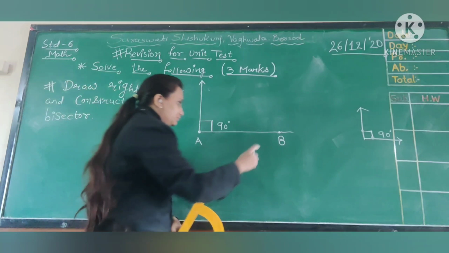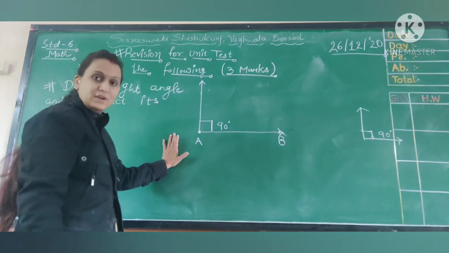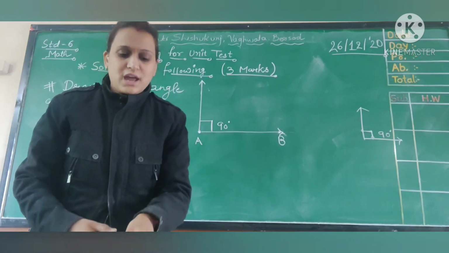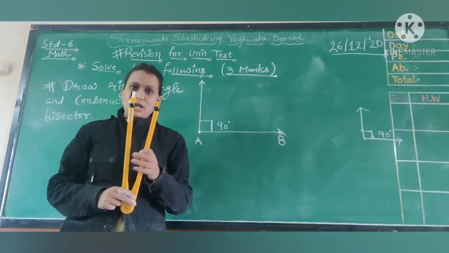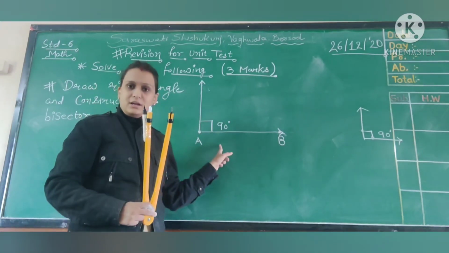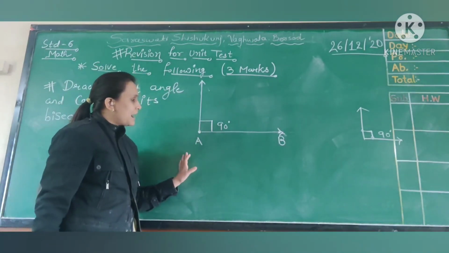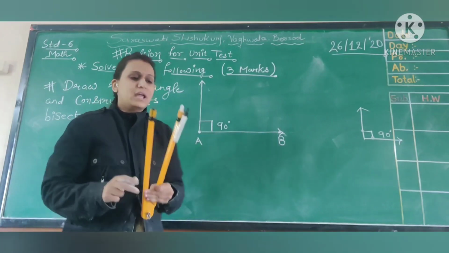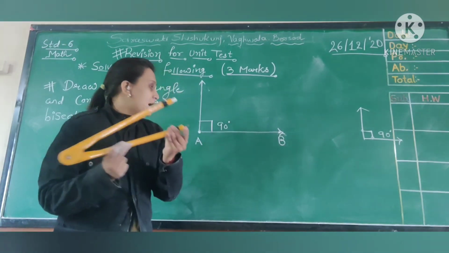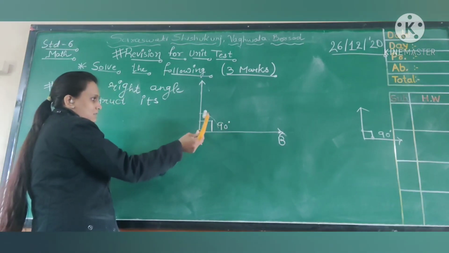Now to construct its bisector, we have to make a bisector of 90 degrees. We cannot draw it directly with the help of a protractor, so first we have to take a compass. With the compass, we construct the bisector of 90. To do this, we take any measurement. Suppose I take a random measurement, and then from point A, I draw one semicircle like this.